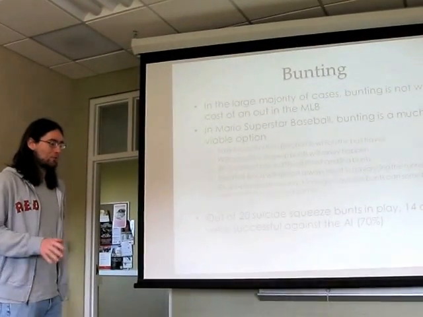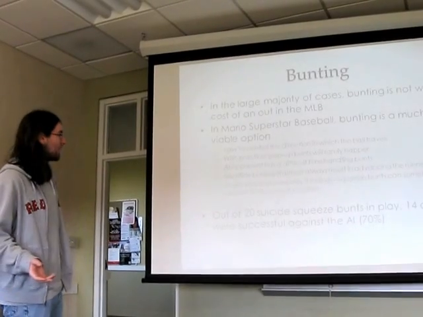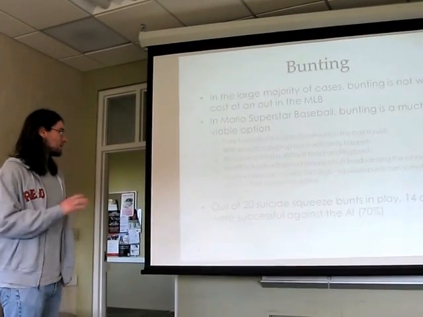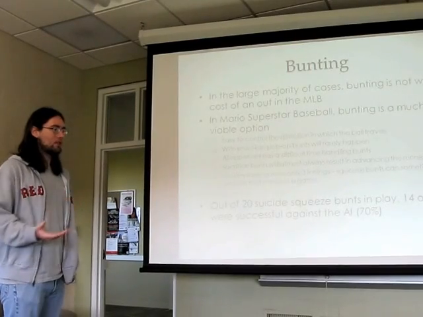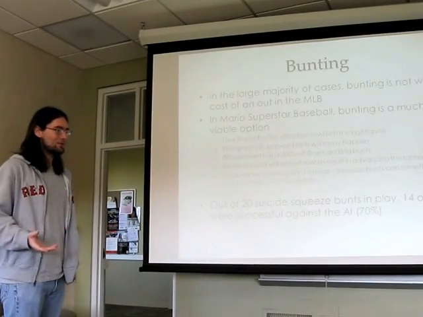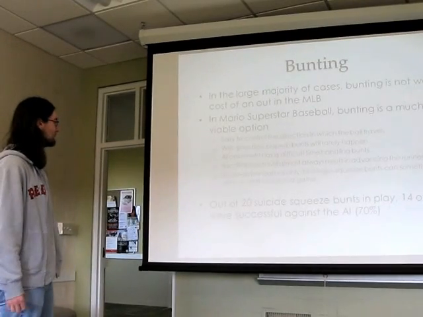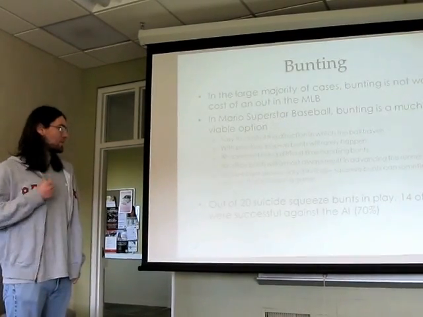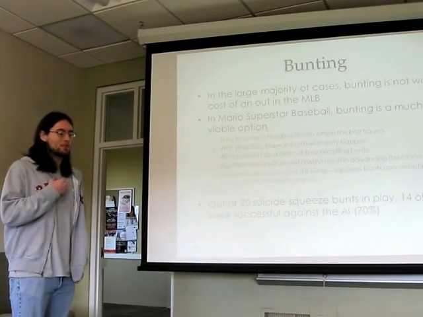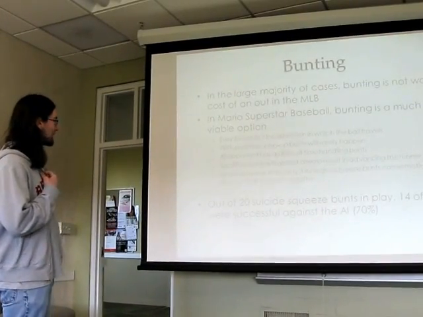When you bunt, the AI freaks out. They don't handle it. They don't field it very well, and it's easy to control where it goes. If you have a guy on third and you lay down a bunt, unless you really screw it up, he's going to score. Out of 20 suicide squeeze bunts in play, 14 of them were successful, and of the 6 that weren't, some of them were just ridiculous. The plays that happened were just awful.